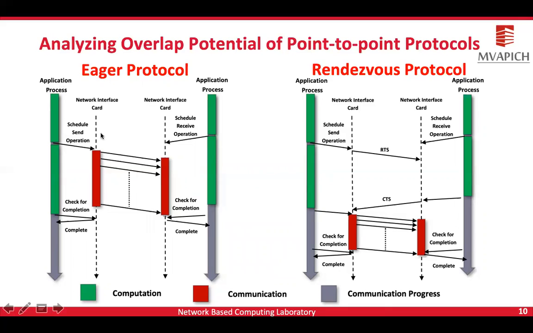In the eager protocol, since there is no handshake, the data transfer can be initiated as soon as the MPI send is posted. As you can see here, there is overlap of communication and computation.